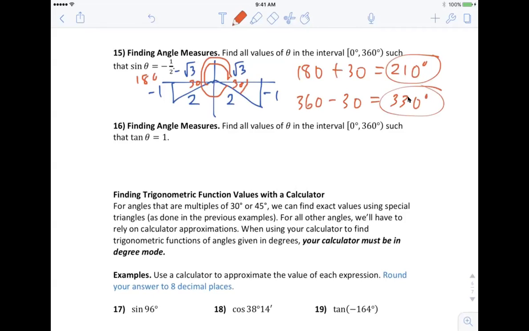If you're not sure about that, you can always do like the problems that we did on the previous page, find the sine of 210. The sine of 210 is going to be -1/2. The sine of 330, also -1/2. Practice with another one, number 16. What about tangent is equal to 1? Okay, and then we have between 0 and 360 again.